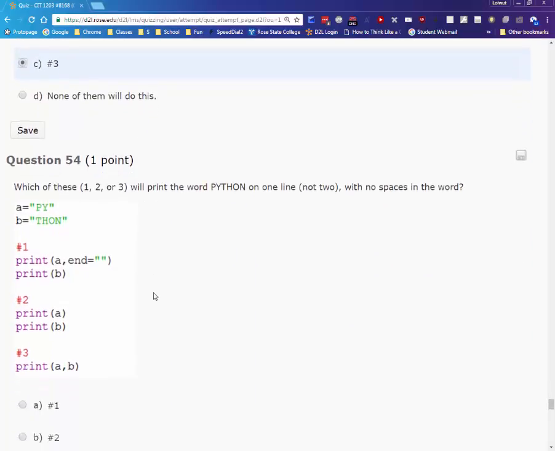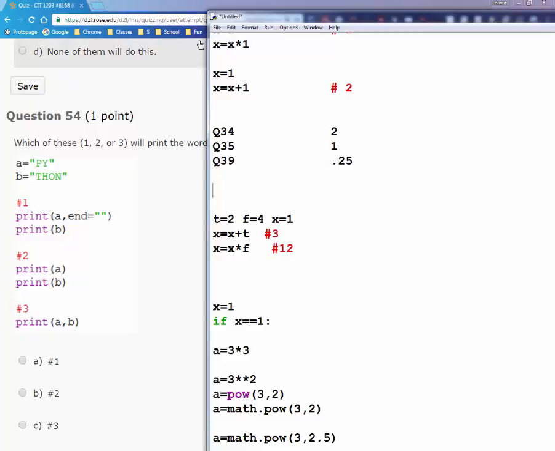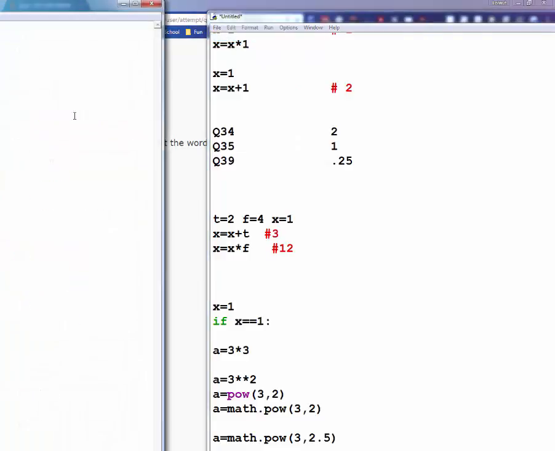And here we go. Which of these will print the word Python on one line? What you do is you add this end equals argument. So let's create an example of that. I'm going to create another script.